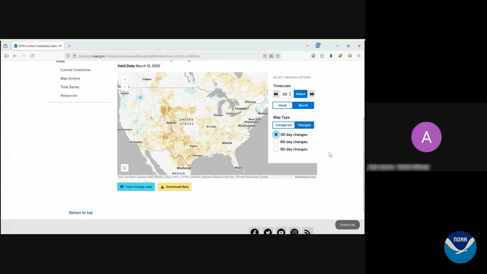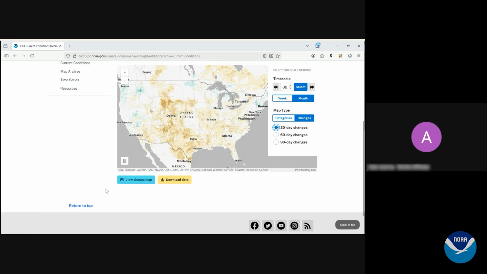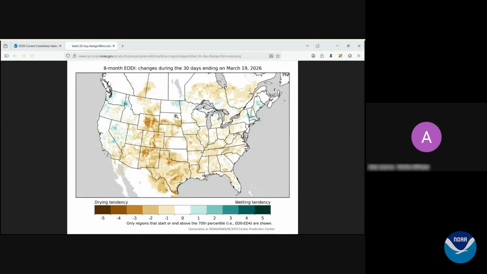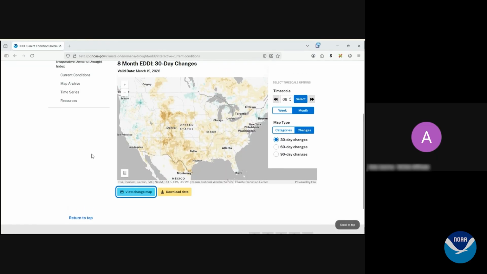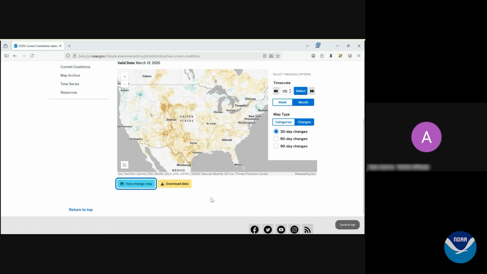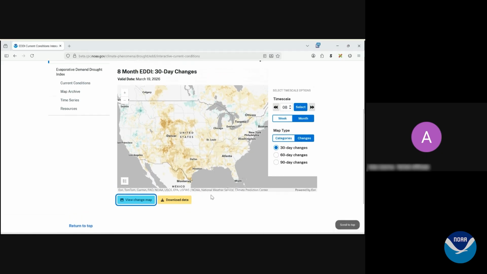And then below each view, there's a button that you can click to view a larger version of the map, and the link to the image of the map changes dynamically depending on the options you select here. And then there's also another button here that allows you to download a NetCDF file of data.